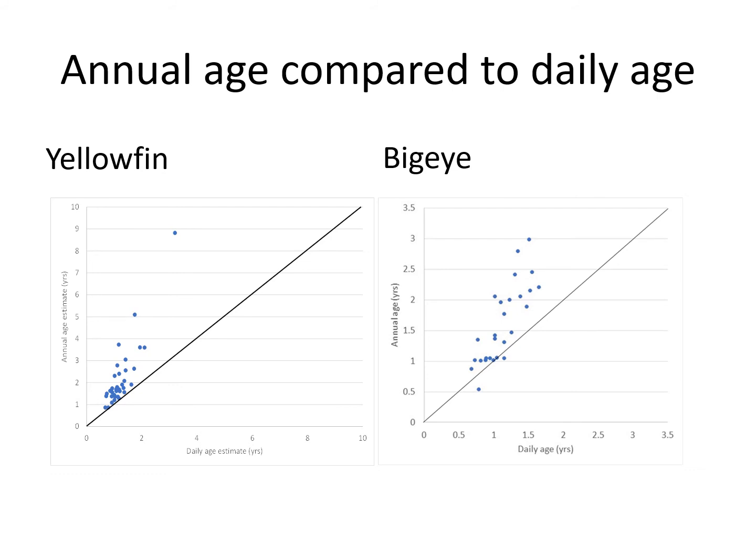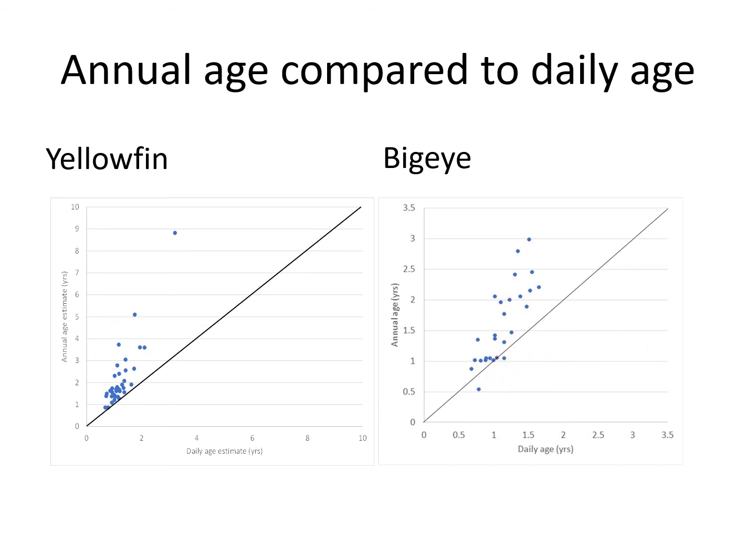However, when we compare the annual age to the daily age, we can see there's quite big differences, in that the annual aging method is providing estimates of age far greater than from the daily aging method. For both species, we can see that divergence starts at approximately 1 year old.